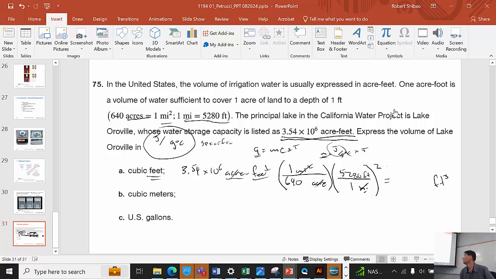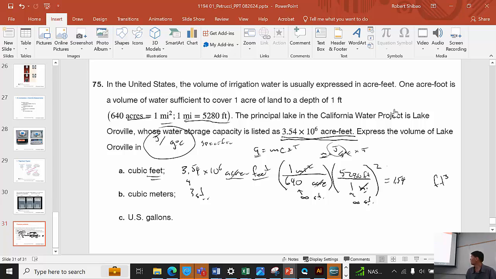I brought my calculator, so see if you get the same number I get. I have 3.54 times 10 to the 6 divided by 640 times 5280 squared, and I get 1.54. How many sig figs am I allowed? Well, this has 3 sig figs. How many is this? This is actually infinite, by definition. Although it doesn't say it there, it's by definition. And this is also by definition infinite sig figs. And so we're allowed 3.